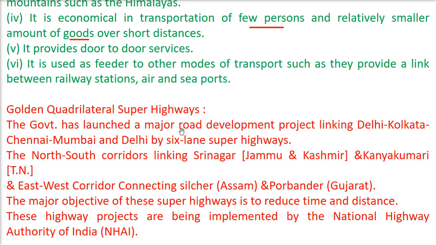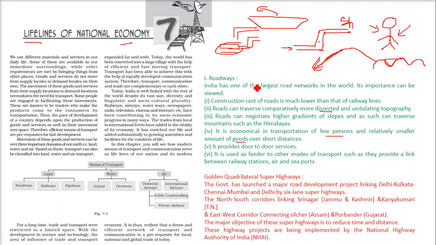Now, what is the idea of these super highways and these corridors? The main thing is these cities are very important, and the stretch is also very important. You have to go from north to south, or from east to west. There is a lot at stake in people and goods being transported, so we need to reduce the time and the distance. The major objective of these super highways and corridors is to reduce time and distance. And as I just told you, these highway projects are implemented by NHAI, the National Highway Authority of India.